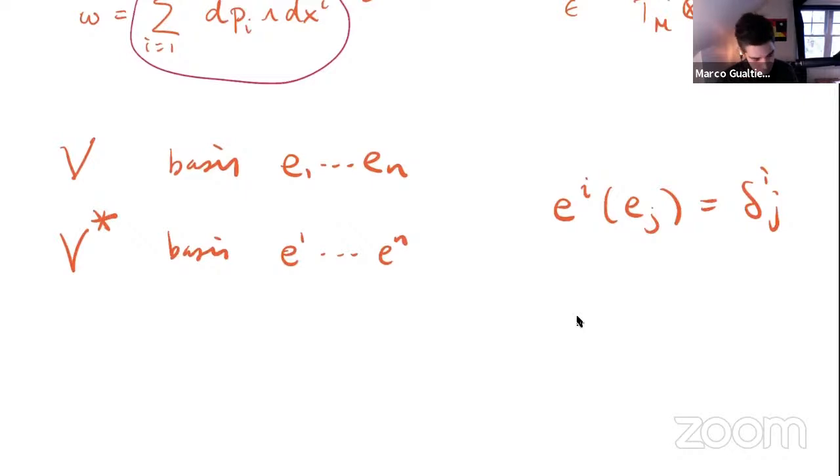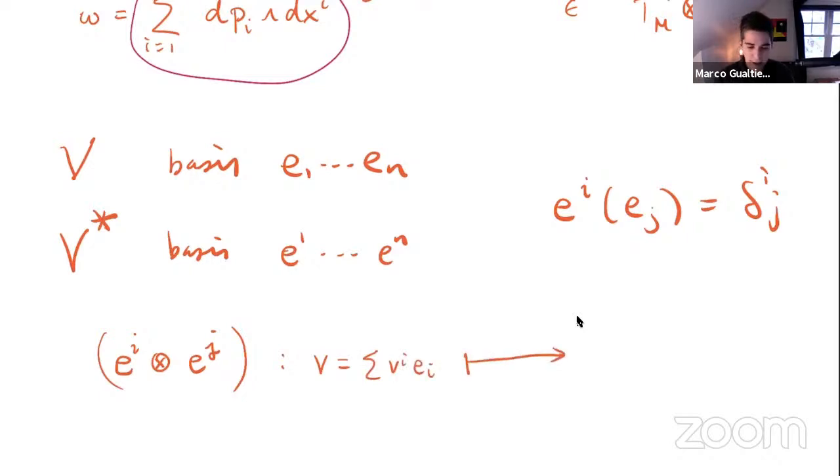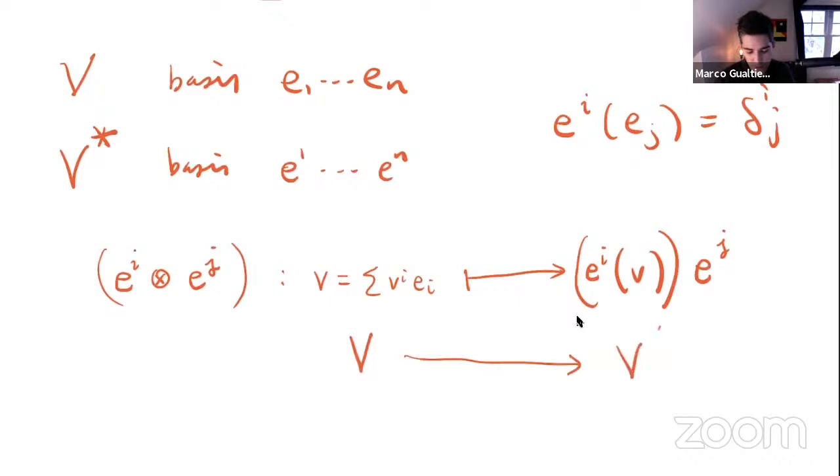Okay, so if I produce a bivector, or a two form, say I take Ei tensored Ej. This is a tensor product of two basis elements of V star, but I can think of it as a map. I can take any vector V, write it as a sum of Vi Ei, and map it by saying that I want this first element to gobble up this thing and spit out a number. So it will be Ei of V. That's going to be a number. And I just multiply that by Ej. So this will define a map from V to V star.